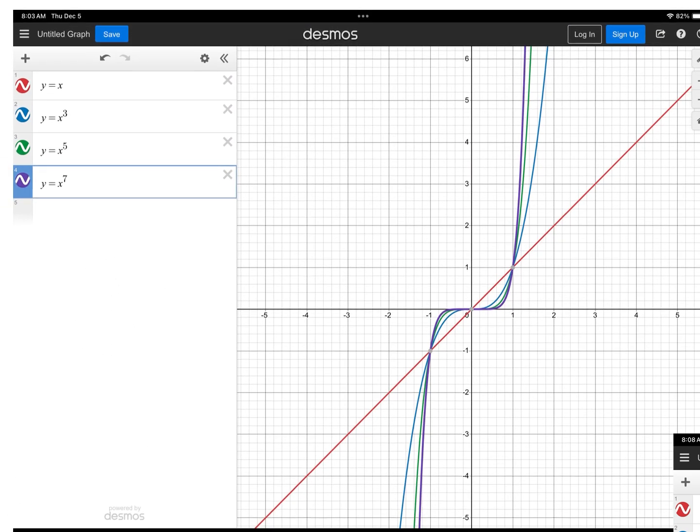On Desmos, we have y equals x, which is that straight line. That's algebra 1 stuff, right? y equals mx plus b. It crosses the y-axis at 0, and the slope is 1 over 1, up 1 over 1, up 1 over 1. There's your line, diagonal, perfectly straight.